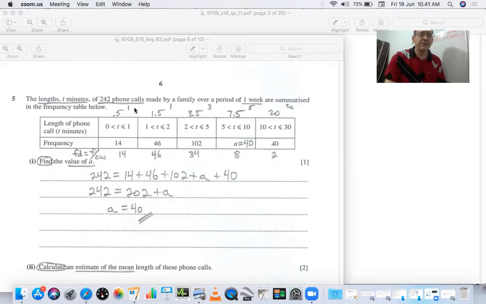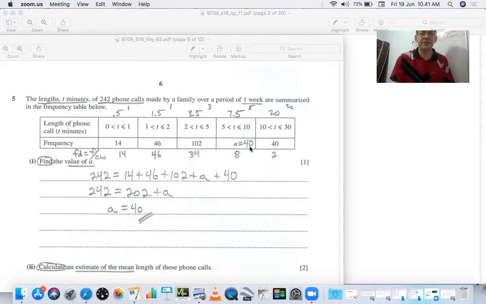And here it gives us the lengths, in minutes, of 242 phone calls made by a family over a period of 1 week, summarized in this frequency table. So notice the length of the phone call in minutes. This group is for phone calls that lasted less than or equal to 1 minute. There were 14 calls. From 1 to 2 minutes was 46 calls. From 2 to 5 minutes, 102 calls.